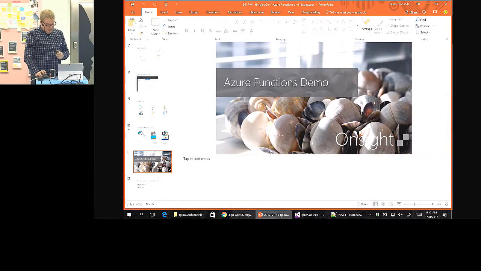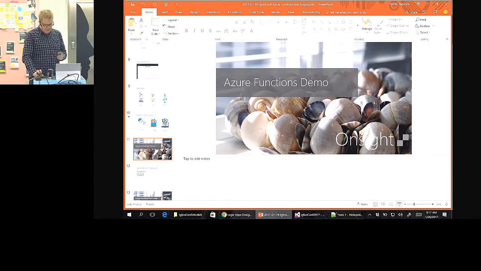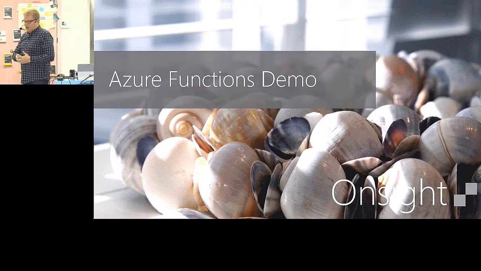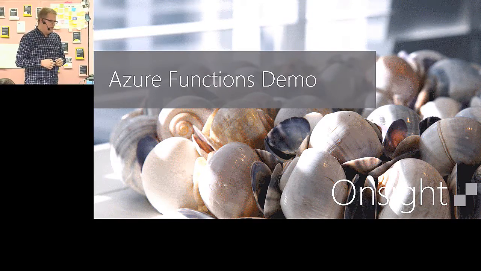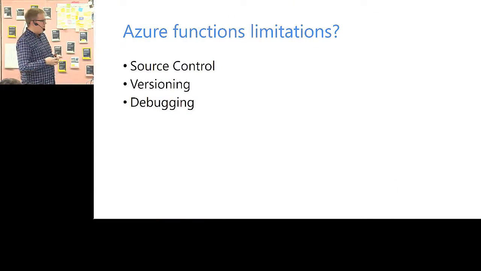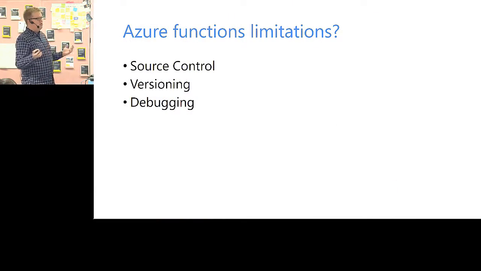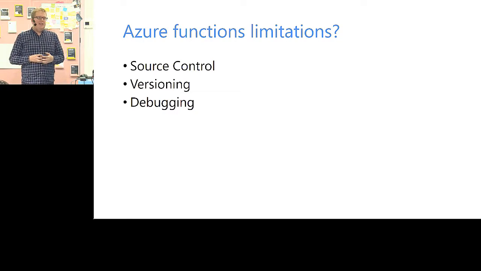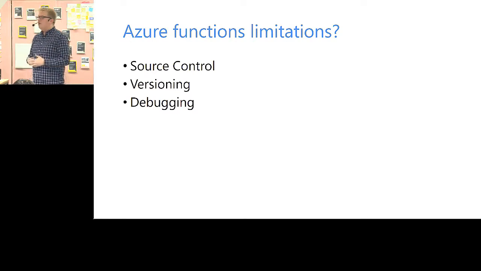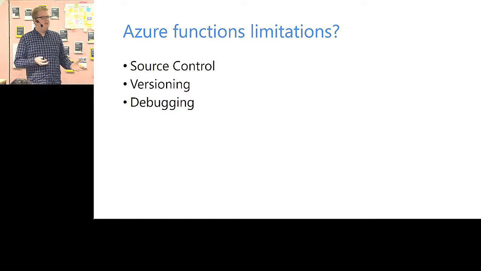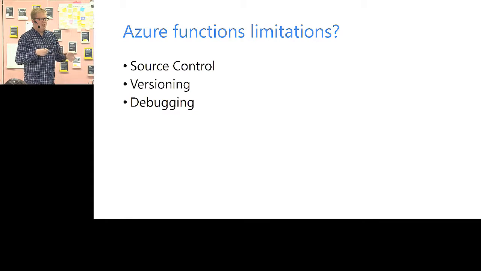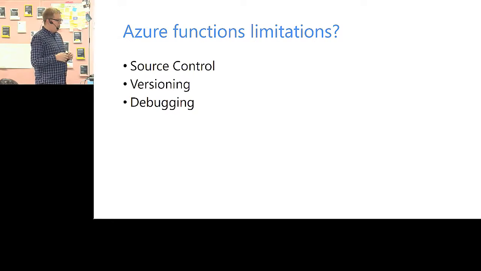Now let's go back to the slides a little bit. So you saw the very nice web UI, and you saw how I made changes in it. There are a few limitations that people are having. Source control: if I do my edits in the online editor, where is my source control? If I make a change and I break it, how do I go back to the previous version? How do I make sure that if there is more than one person, we don't make changes and overwrite each other? That's a limitation currently.